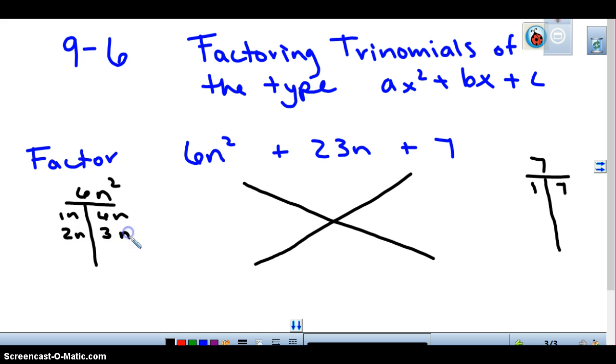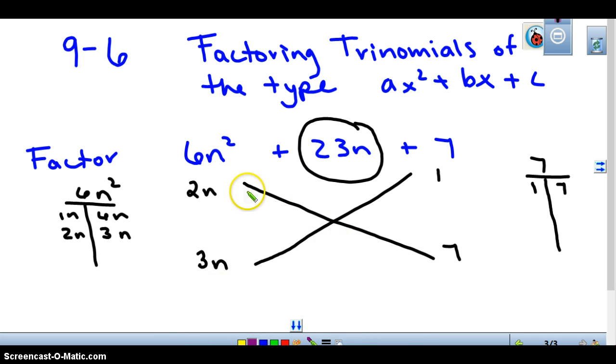2n and 3n, right? Now we need to decide on what factors, when we multiply them across and add them vertically, equal 23n. So should we start trying? What should I try first? So I'm going to try 2n and 3n. For 7 we just have 1 and 7.